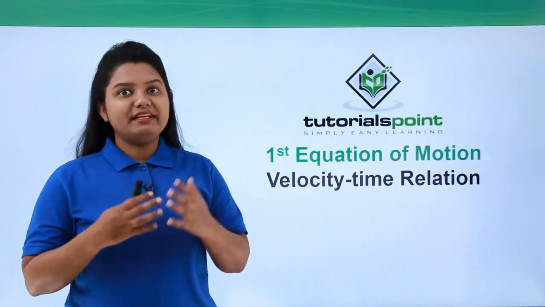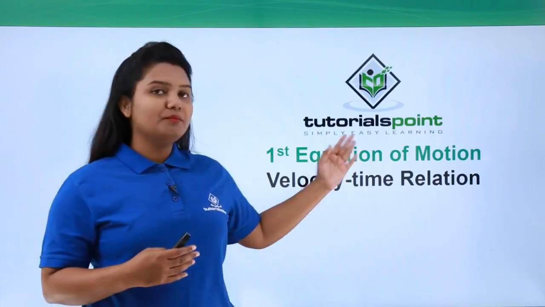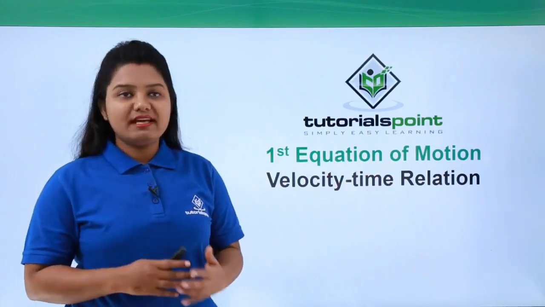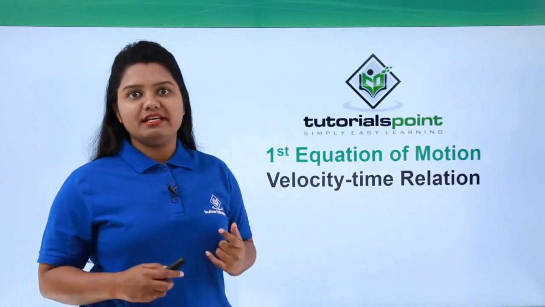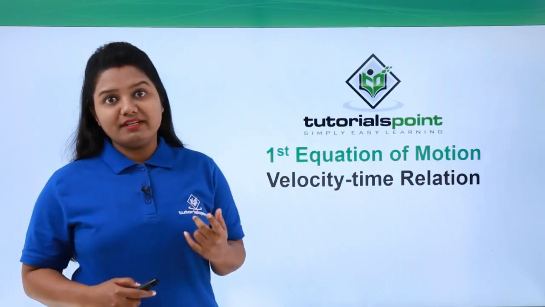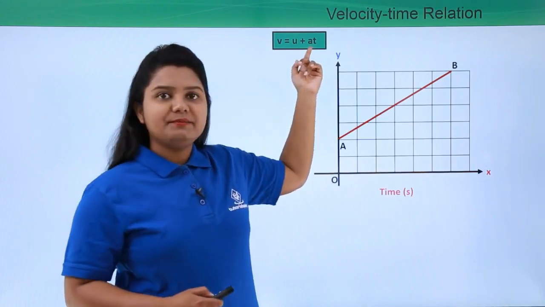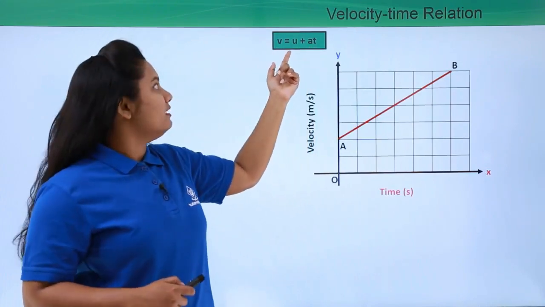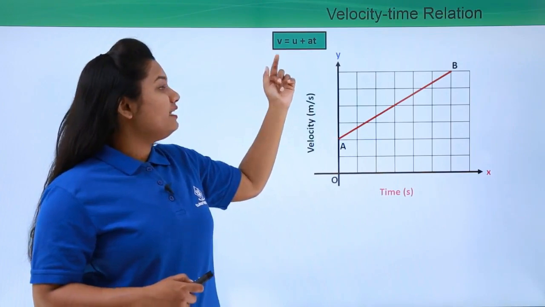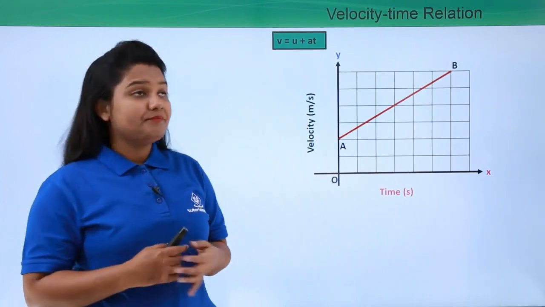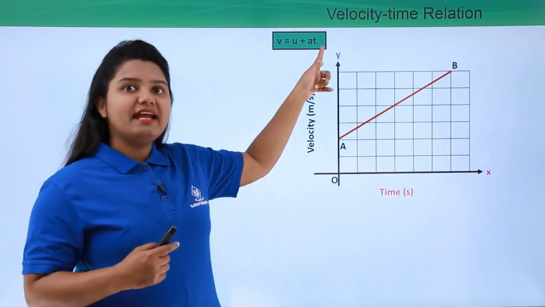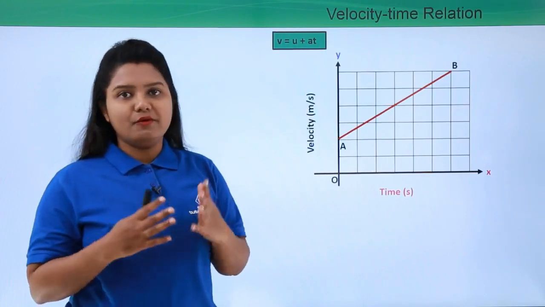Hello everyone. In this video, we will be deriving the first equation of motion, which is otherwise called the velocity-time relation. We have already seen what it is. It is V equals U plus AT, where U is the initial velocity of the body, V is the final velocity of the body, A is the acceleration, and T is the time taken by the body.